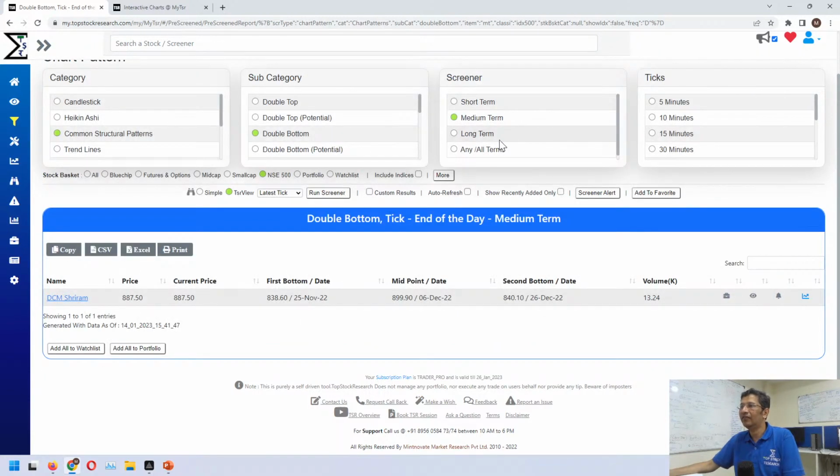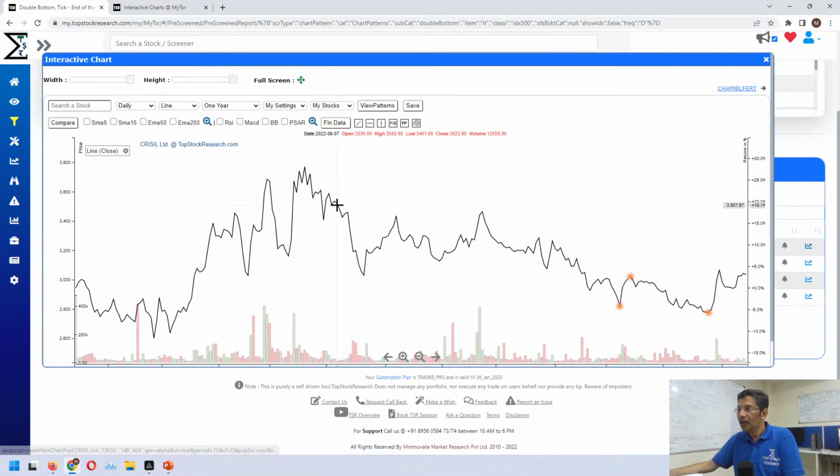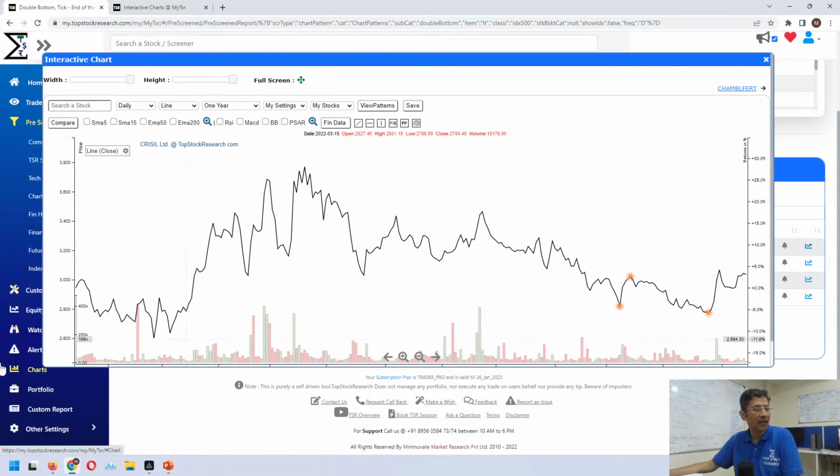So this being one example, we'll see anything on the long term, right? The price is coming down. It has come down to a level, then it retraced a bit. Again, it came back almost to the same level, and then it has gone above this level, right? So these are all reversal patterns which you can be looking at.